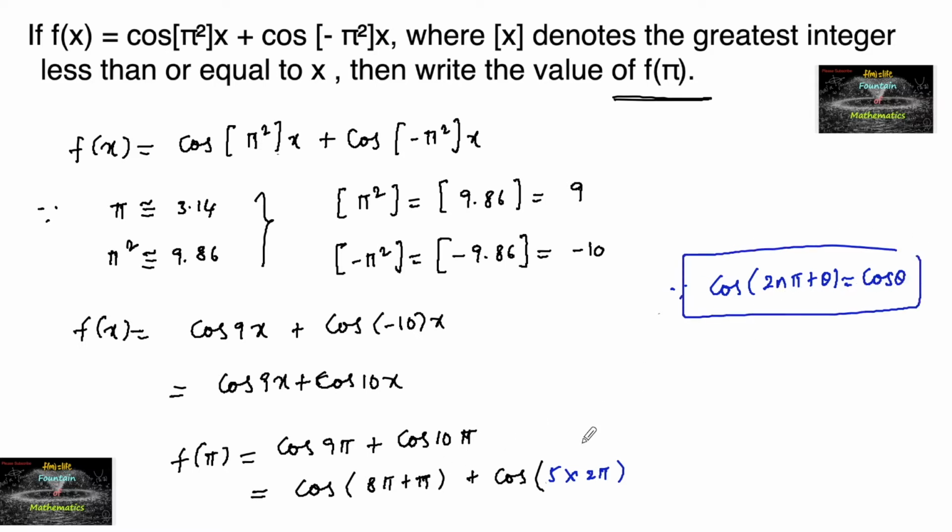Hence cos of 8 pi plus pi is nothing but cos pi, and cos of 5 times 2 pi is nothing but cos 0. So cos pi is minus 1 and cos 0 is 1, so minus 1 plus 1 gives the answer 0. So the value of f of pi is 0.